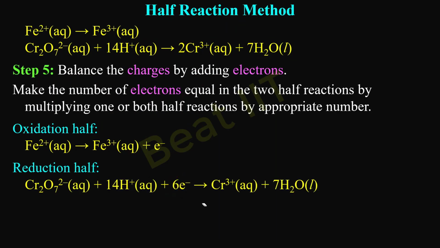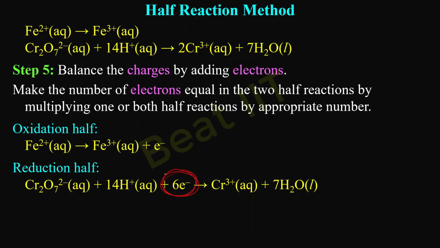After that, as part of the same step, step 5, I will equate the number of electrons in the oxidation half and reduction half. Here I have 1 electron on the right hand side, and here I have 6 electrons on the left hand side. And this is something I would advise you to remember, that in the oxidation half you will have electrons on the right hand side. In the reduction half you will have electrons on the left hand side always, because oxidation is loss of electron. Loss of electron is oxidation.